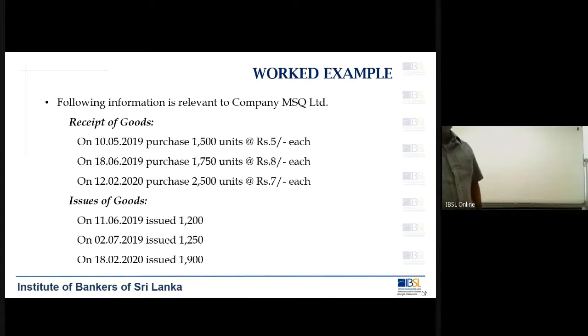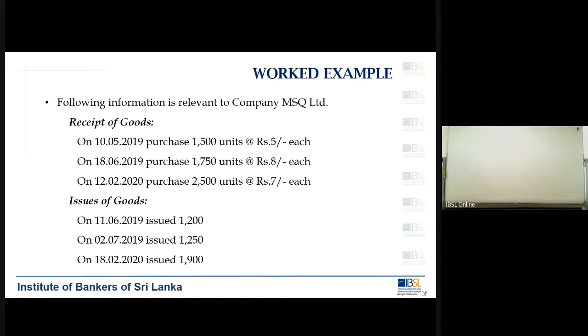Basically, if you look at this question, there had been 3 times where the company has purchased stocks or goods, and there had been 3 instances where they have made a sale also. So what is the objective here? Our objective is to find out what our remaining stock value is. We are not concerned about how much profit the company has made or at what price they have sold it.